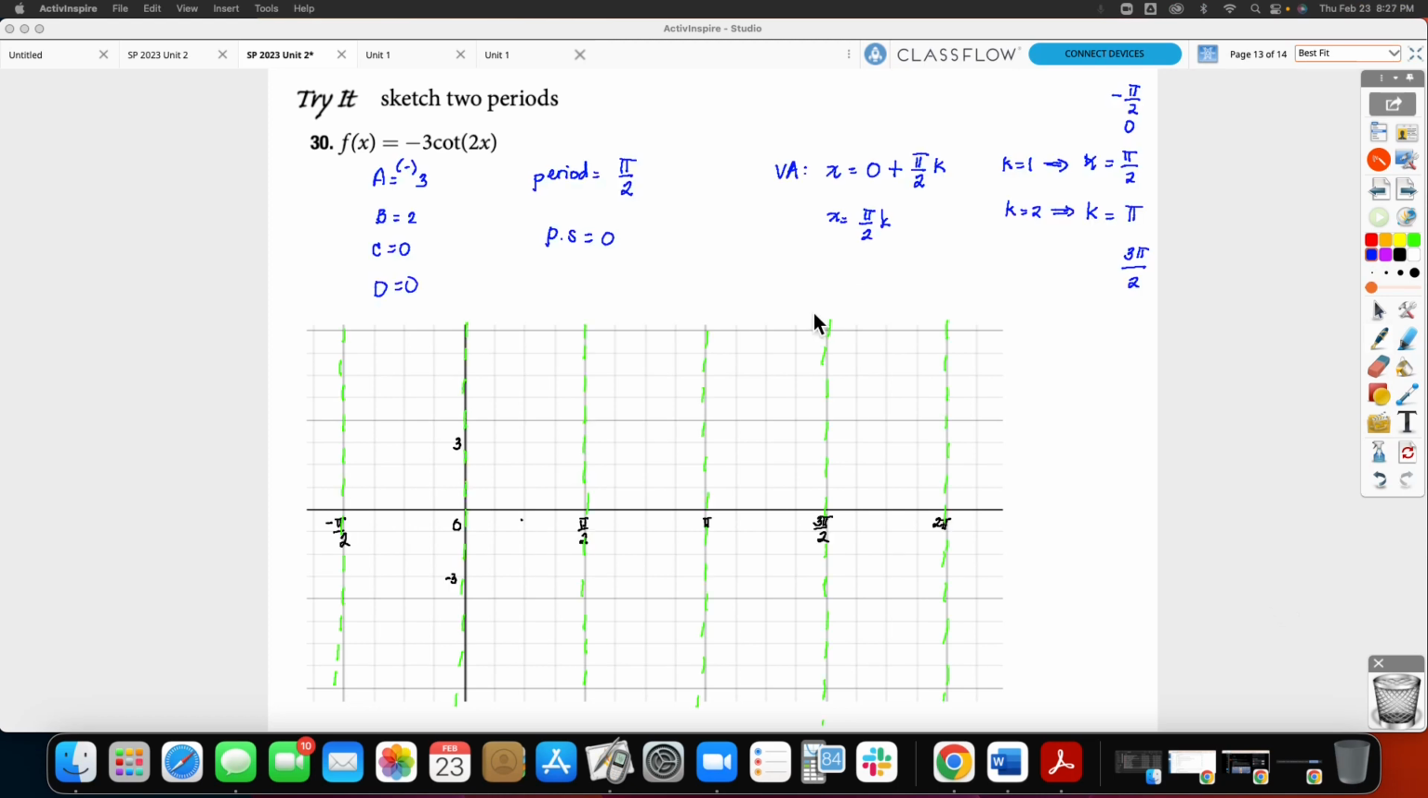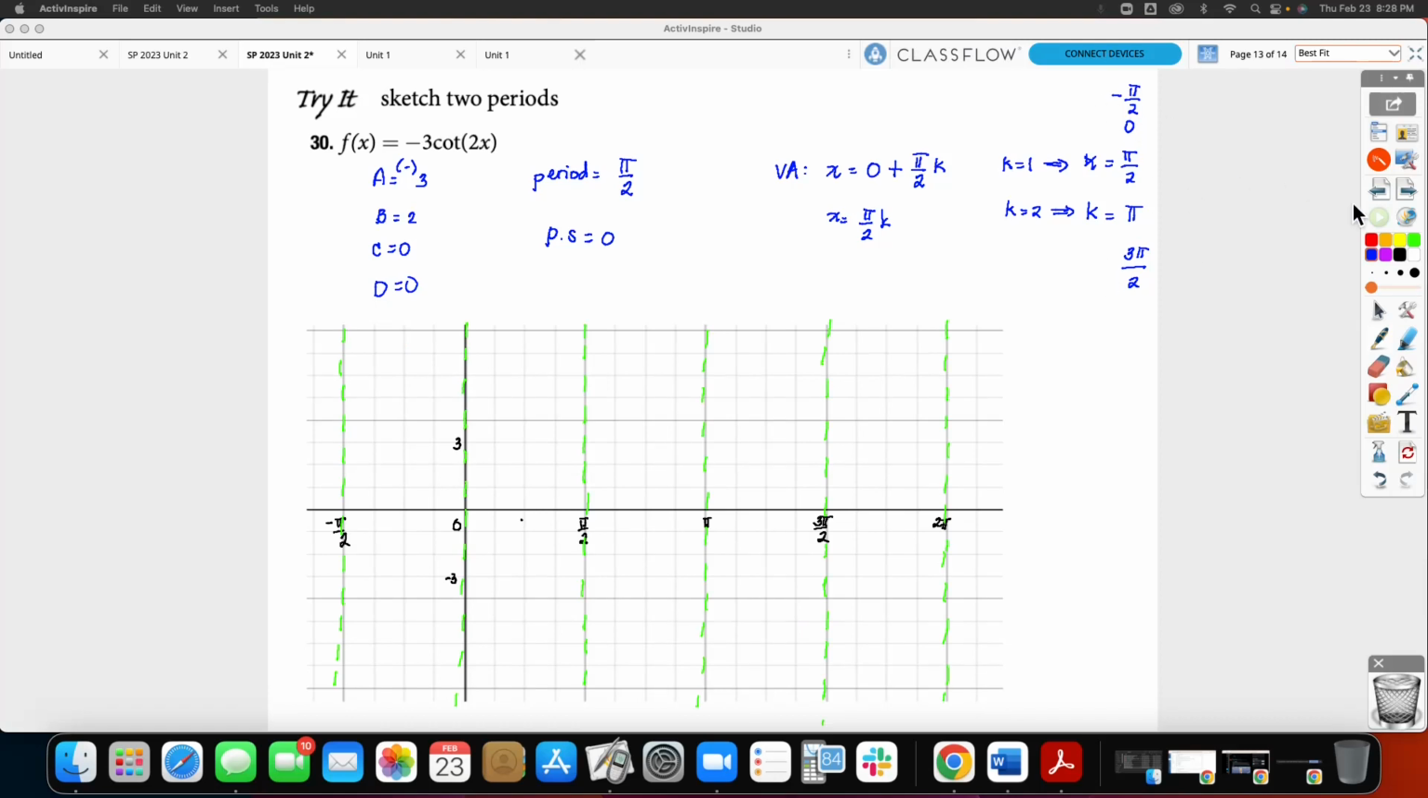Okay, let's take a look at this. A is equal to -3, B is equal to 2, C is 0, and D is 0. Our period is pi over 2. There is no phase shift. Our vertical asymptotes would be x equals pi over 2 times k, where k can be any integer. If k is -1, then you have negative pi over 2. If k is 0, you have 0. If k is 1, that's pi over 2, and so on. Each of these has a difference of pi over 2, so you just keep adding pi over 2 to get to the next asymptote.